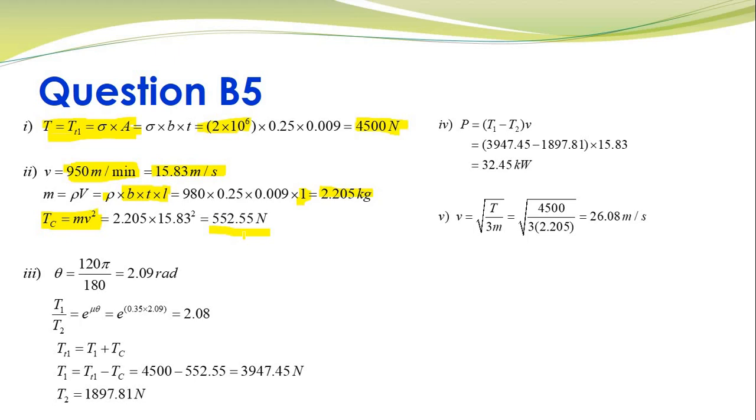Now part 3 of the question says that you have to find the tension in the belt, that is basically T1 and T2, and in order to do this we have to find our tension ratio. So according to the question, the angle of embrace was given as 120 degrees. Converting that to radians, you get 2.09 radians, and the tension ratio T1 over T2 is equal to exponential mu theta. Coefficient of friction was 0.35, radians is over here, so you get your tension ratio T1 over T2 to be 2.08.